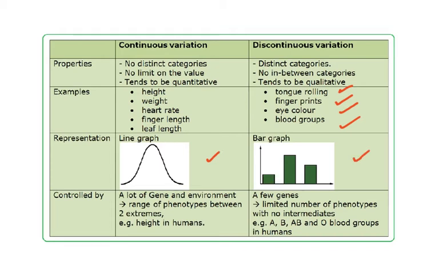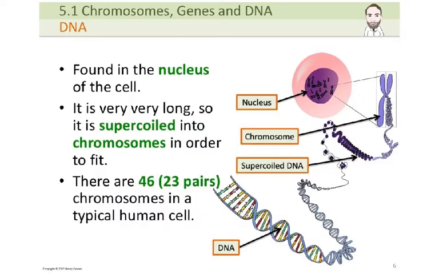Controlled by a lot of gene and environment. Range of phenotypes between 2 extremes. Example, height in humans. Height in humans of 16-year-old girls, or height of humans in 16-year-old boys. Now discontinuous variation is a few genes, a limited number of phenotypes with no intermediates. Example, A, B, AB and O blood groups in humans. So this is the first part of the syllabus which we've just undertook. Continuous and discontinuous variation.